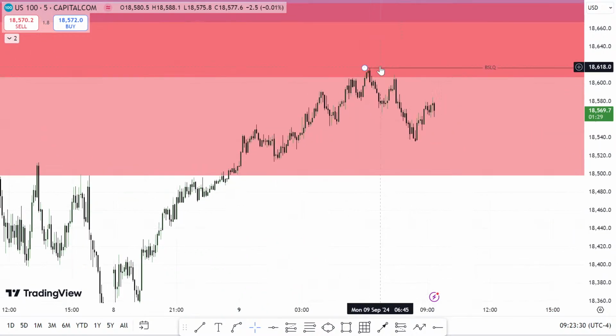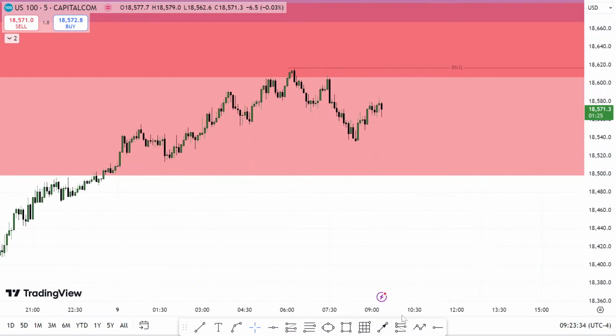So still watching for these highs right here. Let's see how it will trade. I think we have like 7 minutes to the 9:30 opening bell. So we see the reaction we get from there.